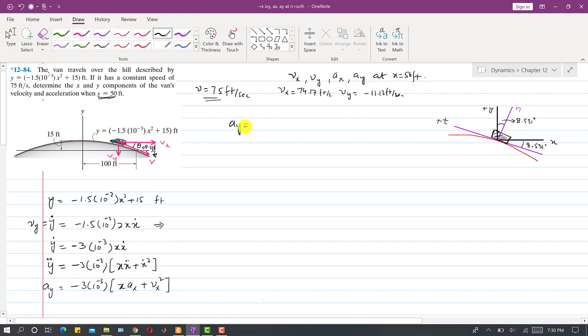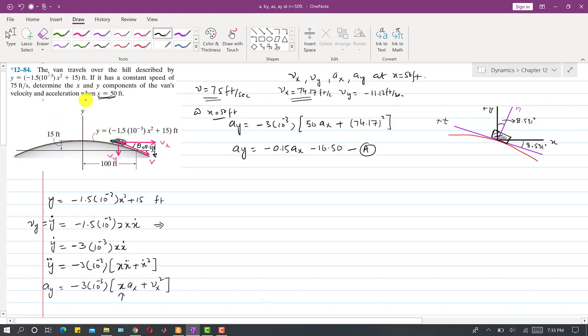So this is ay, and we want to find ay at x equal to 50, right? So at x equal to 50 feet, ay is equal to minus 3 into 10 raised to the power minus 3, and this x value is 50, and ax is unknown, plus vx square, where vx is 74.17. So I will write 74.17 whole square. Now let's say that this is equation A.